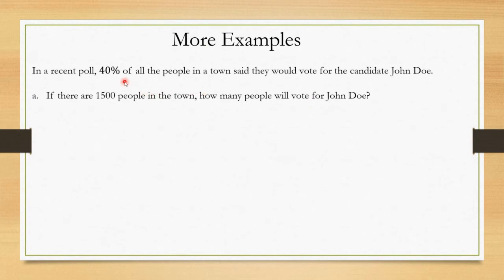Namely, you can kind of see it from the wording here, but the whole in this case would be the entire town. Part would be the people voting for that candidate, right? That's what the percentage is telling us. 40% of the people in the town. Of the people, the whole would be the entire town. Part would be the people voting for John Doe.